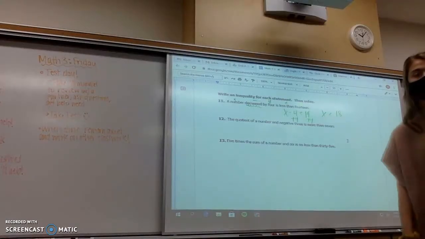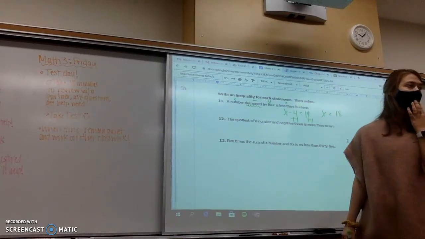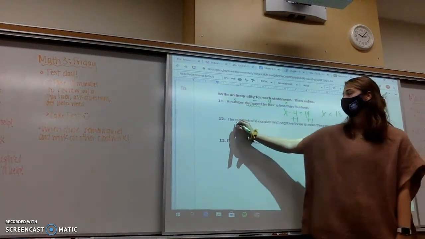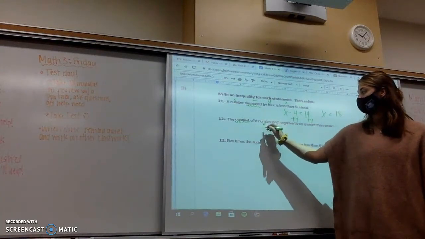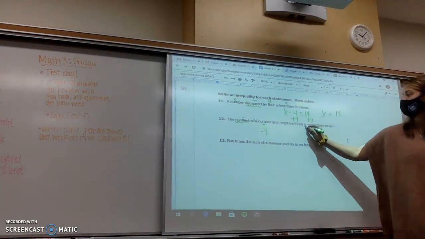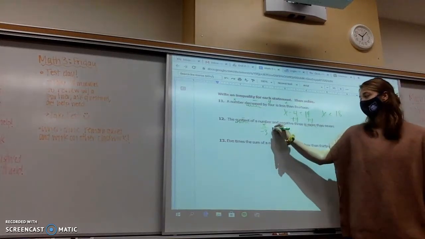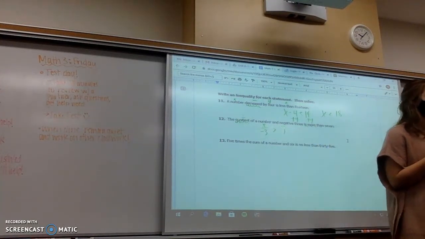All right, guys. The quotient of a number and negative 3 is more than 7. What's a key word here, Harper? Quotient. And what does quotient mean? Division. So we have x over negative 3 is more than. What does more than tell us? Greater than. So it's going to be greater than 7.